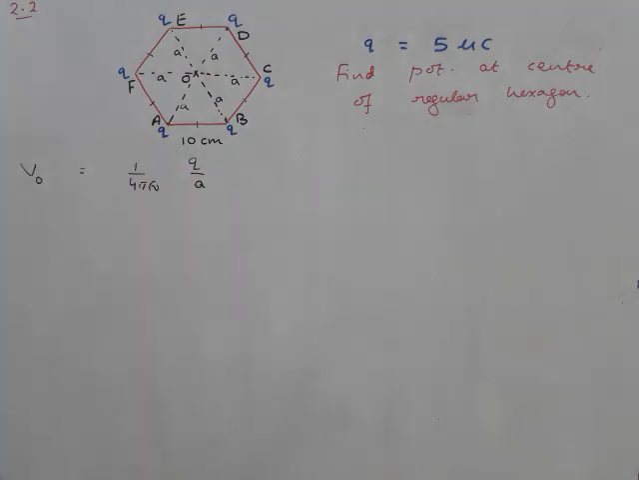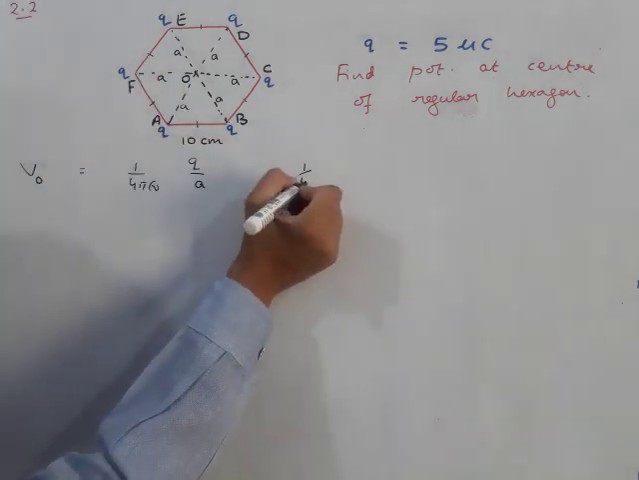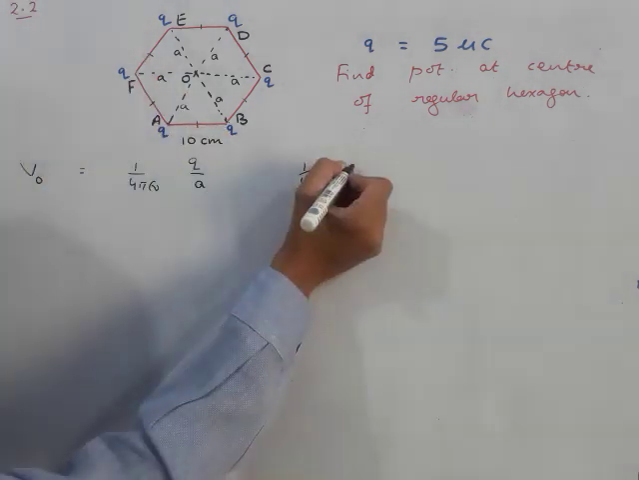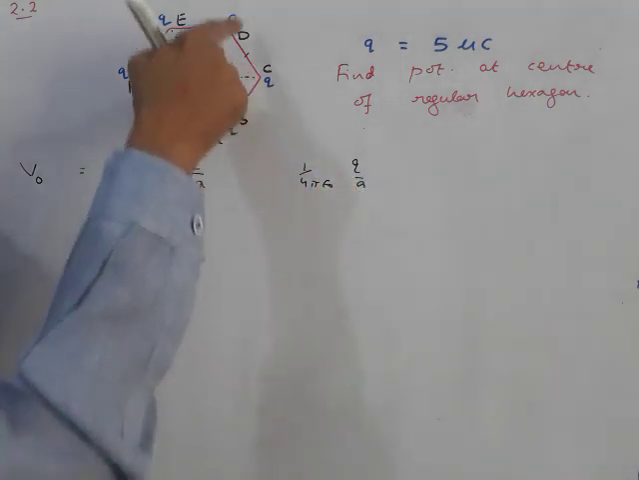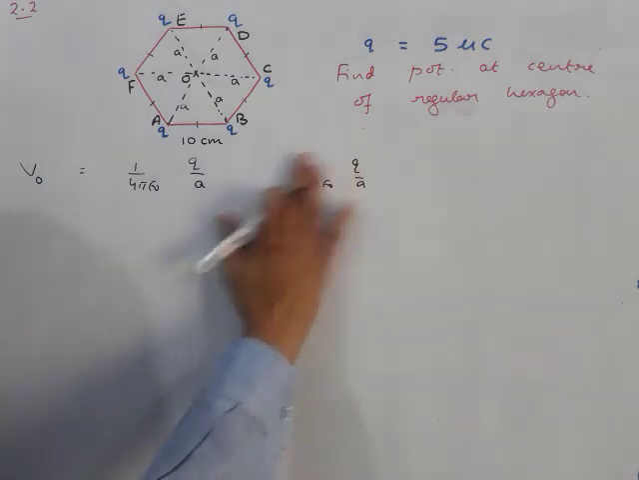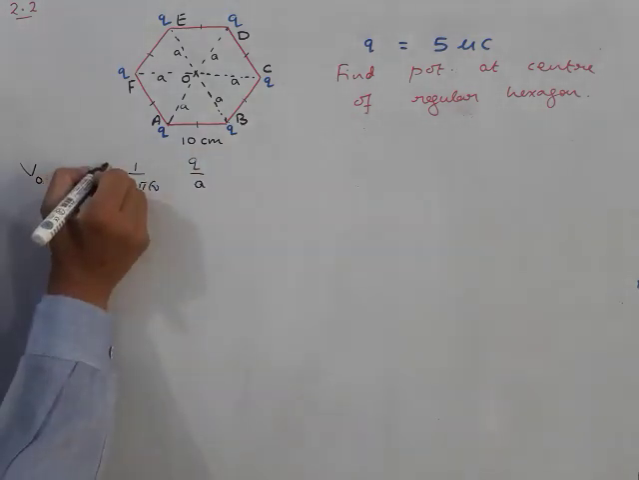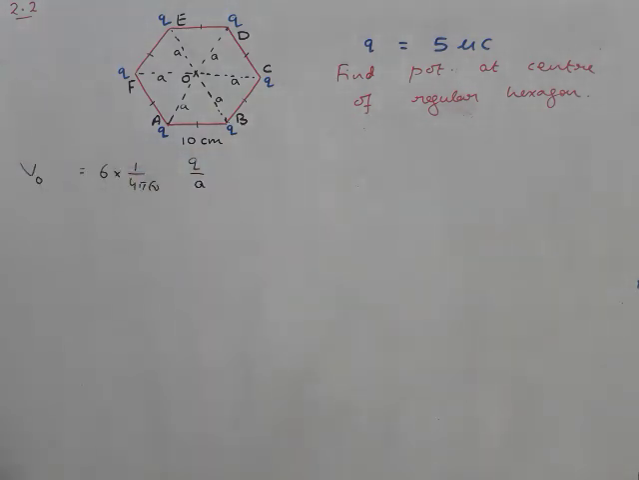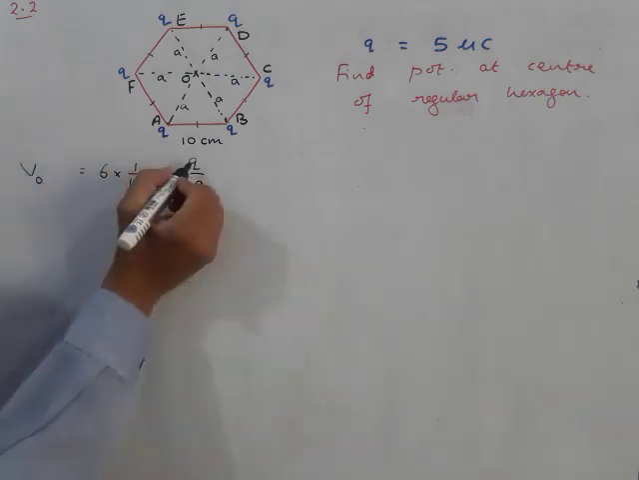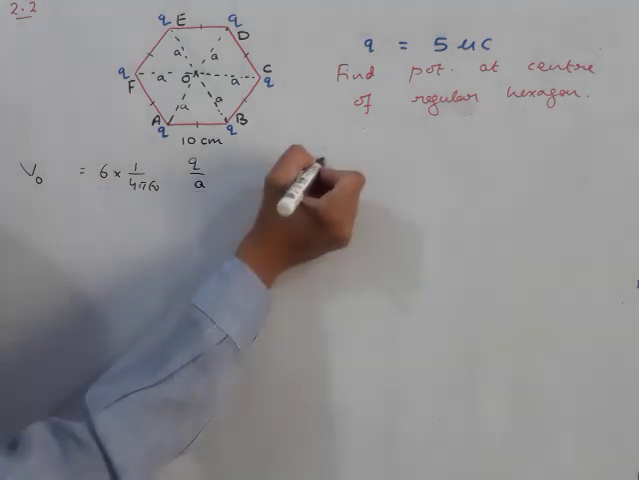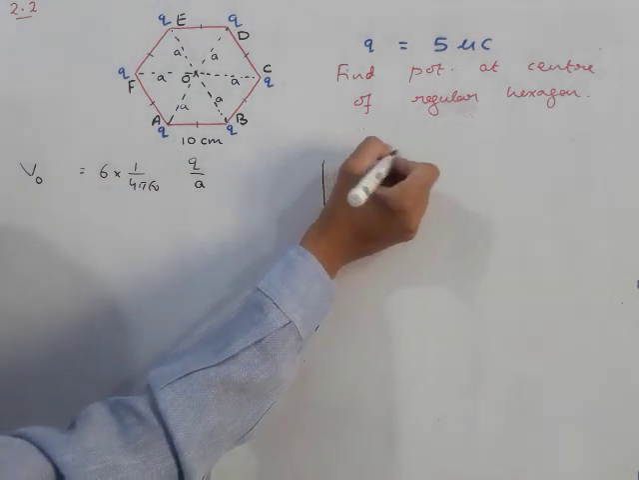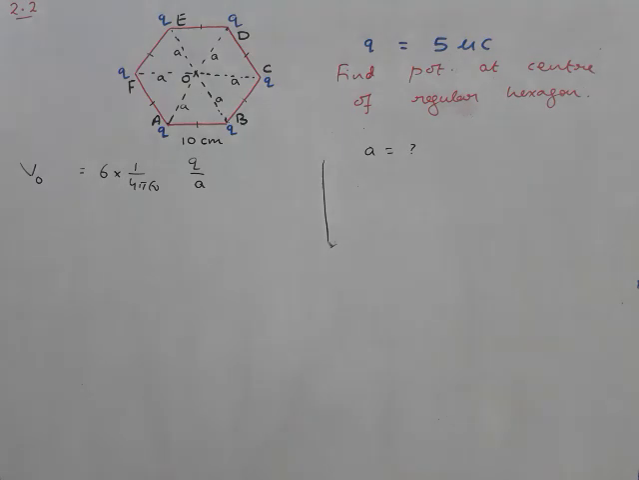A. Due to charge at B, what will be the formula? 1 by 4 pi epsilon naught, this charge, that is Q, upon this distance, that is again A. Same thing will get here, here, here, here. There will be 6 terms. So instead of writing 6 times, you can multiply this expression by 6. Now you know what is the value of Q. So this question reduces to finding the value of A. Side is given 10 centimeter, this A we have to find.